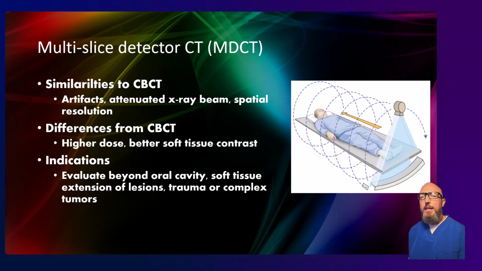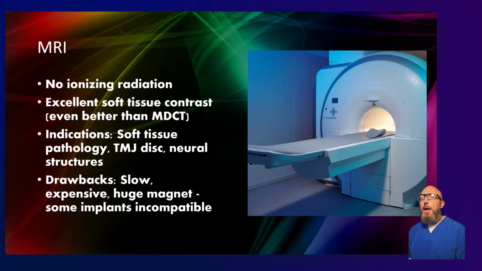And so when is this indicated? When you need to evaluate both bony and soft tissue pathology together, like trauma cases, or sometimes complex tumors involving multiple tissues, or anything that extends beyond the oral head and neck area that's going to require more of a medical evaluation. All right, then how about MRI?